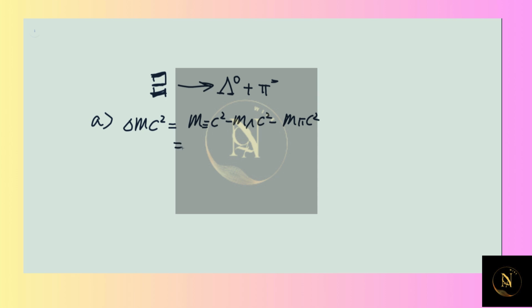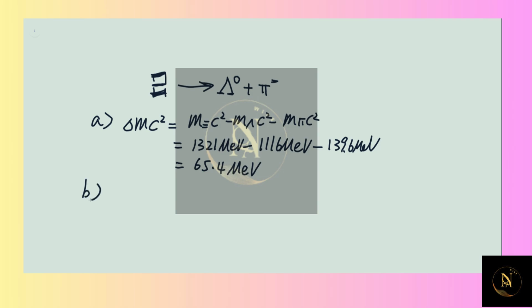So the first particle has a mass of 1321 MeV. Lambda has 1116 MeV. Pi has 139.6 MeV. The mass difference is 65.4 MeV, and this difference's equivalent energy is going to be shown as the kinetic energy of the final products.